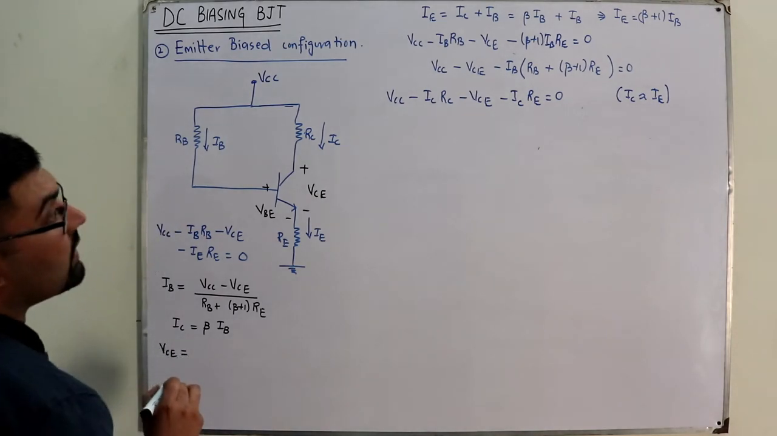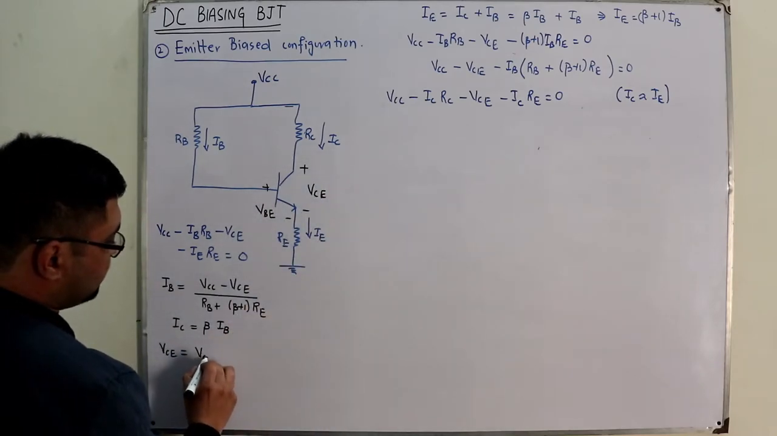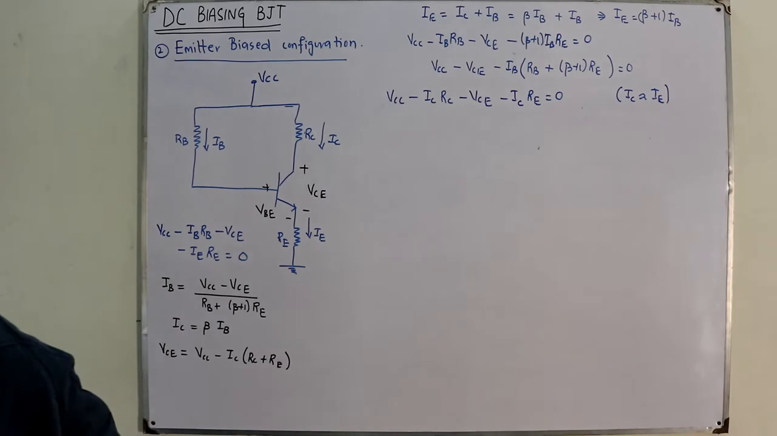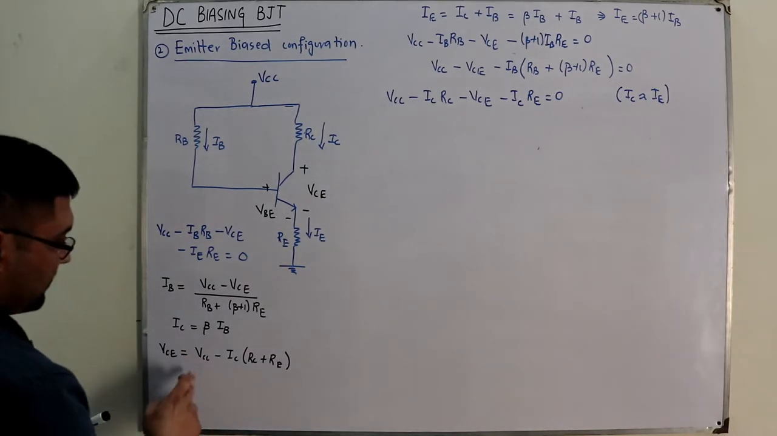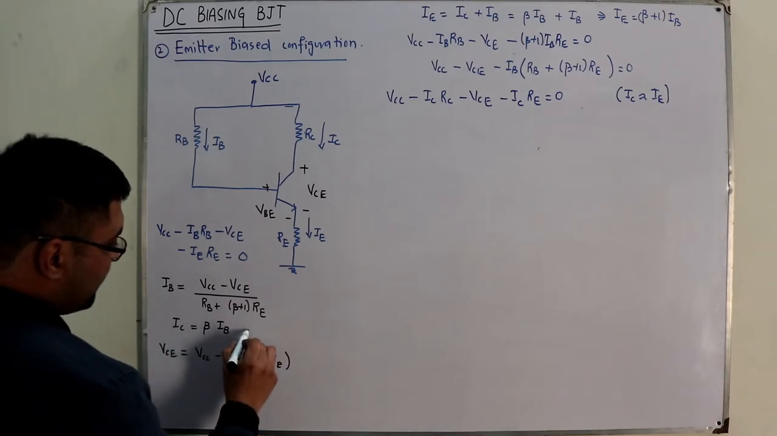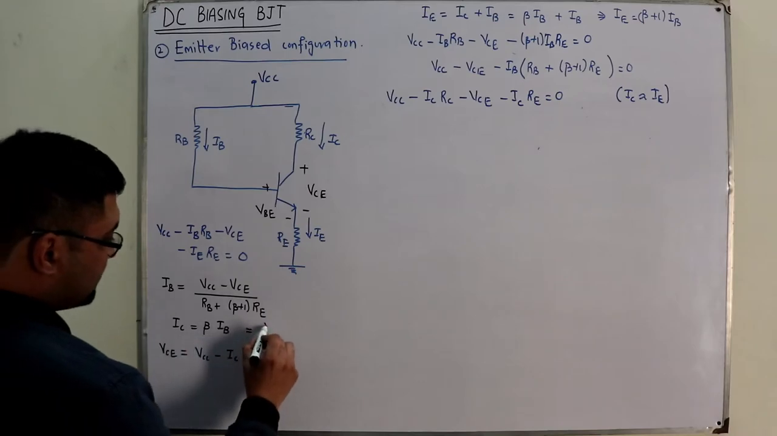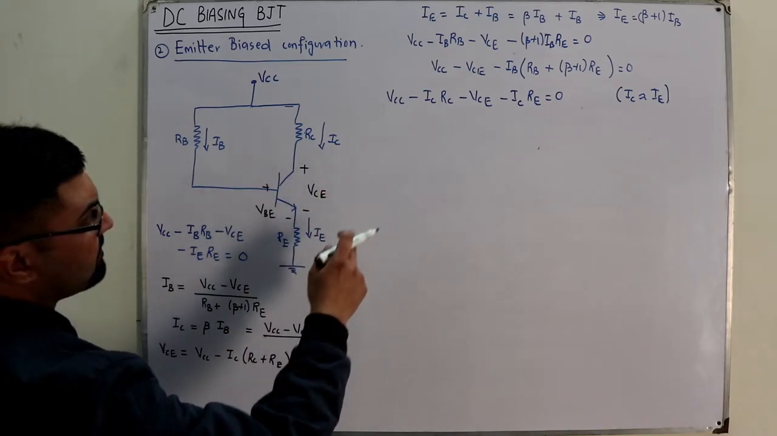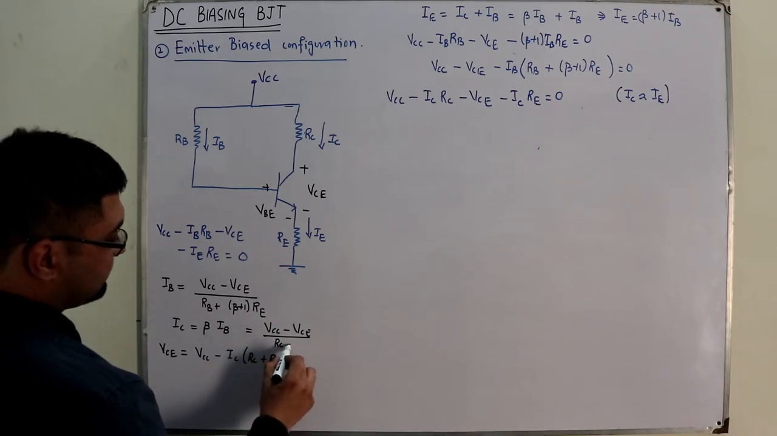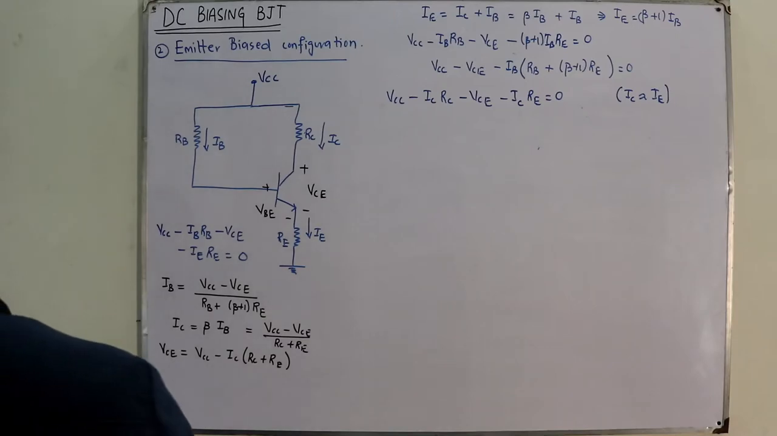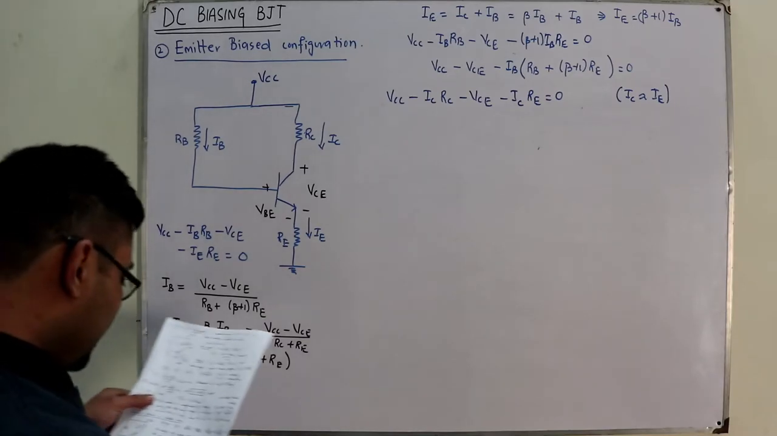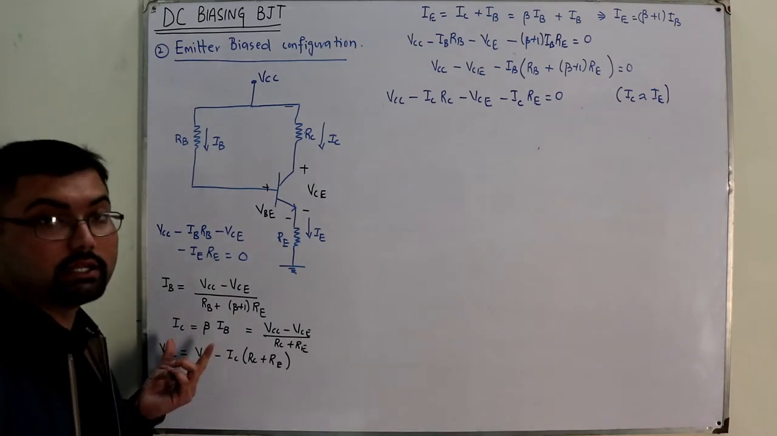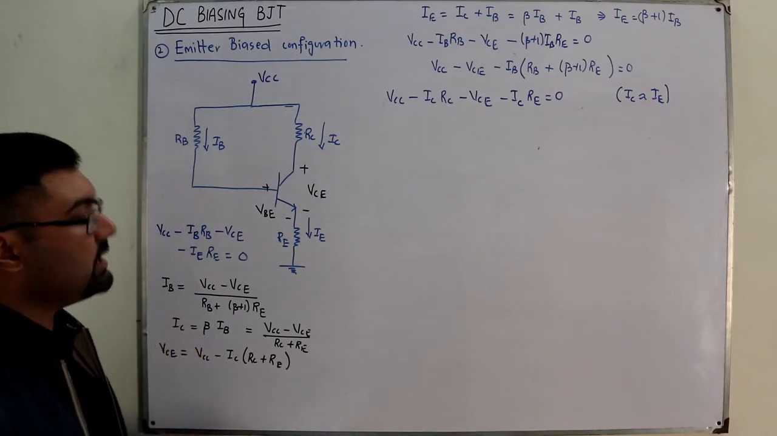So VCE is equal to VCC minus IC times RC plus RE. And similarly, you can have the value of IC from here. That IC would be VCC minus VCE divided by RC plus RE. So you can do the calculations by yourself. IC is equal to beta times IB only in the active region, I repeat. In the previous video, I also told you that IC is beta times IB only in the active region.